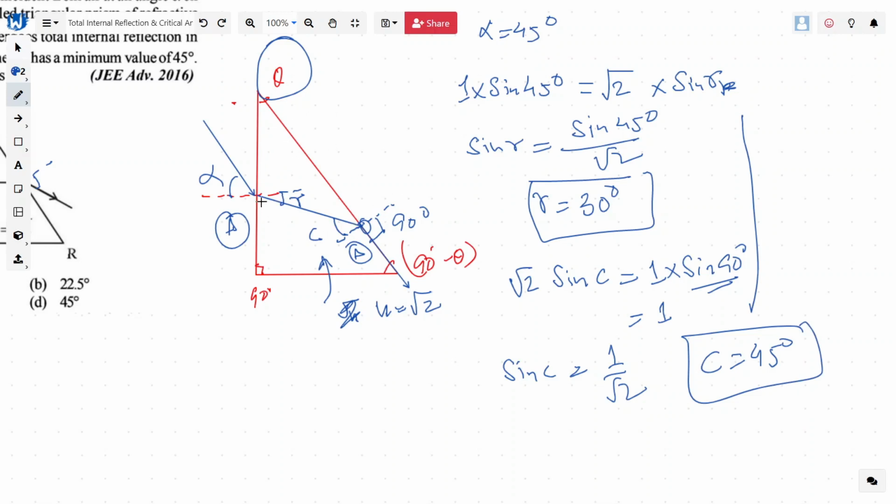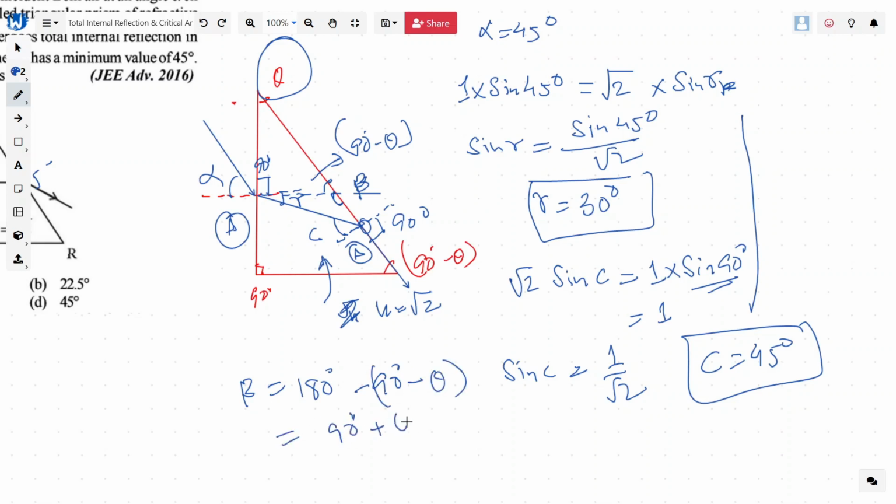So let's look at this triangle which is forming here. If this is 90, this one is going to be 90 minus theta. And this one, let's call it the unknown angle beta. Beta is going to be equal to, because it's a straight line, 180 minus 90 minus theta, so it's going to be 90 plus theta.